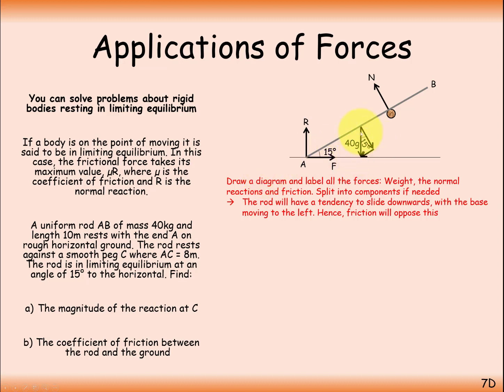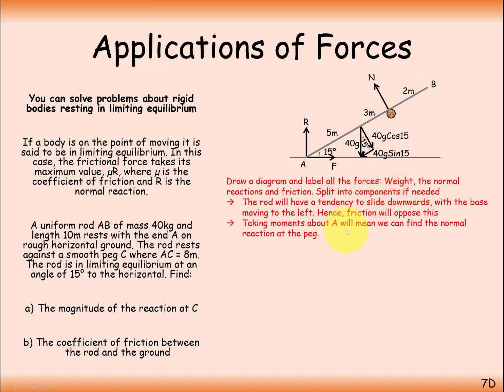Now let's do a little parallel and perpendicular diagram. We know this is 15. Automatically we know that's 40g sin 15. Now we know here to here is 5 meters and here to here is 3 meters, because the rod is 10 meters, so that's the centre of mass, and to the peg is 8 in total. So the last bit must be 2.